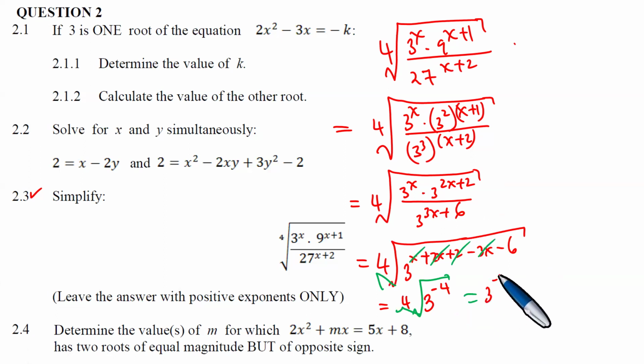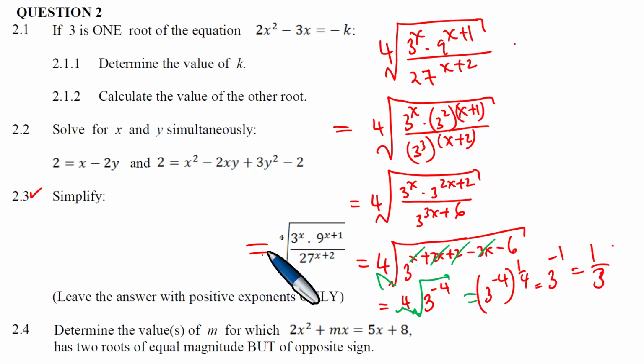So if you have 3 to the power minus 4 and you raise it to 1/4, 3 to the minus 1, which is 1/3. Therefore, the result here is actually 1/3.